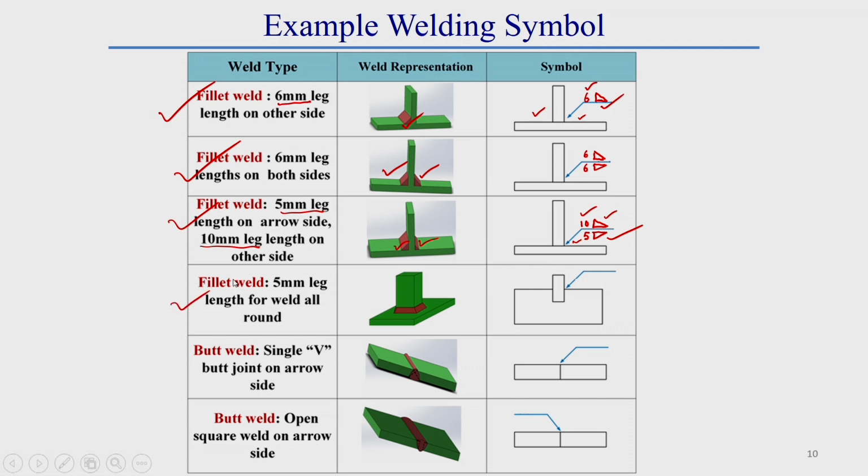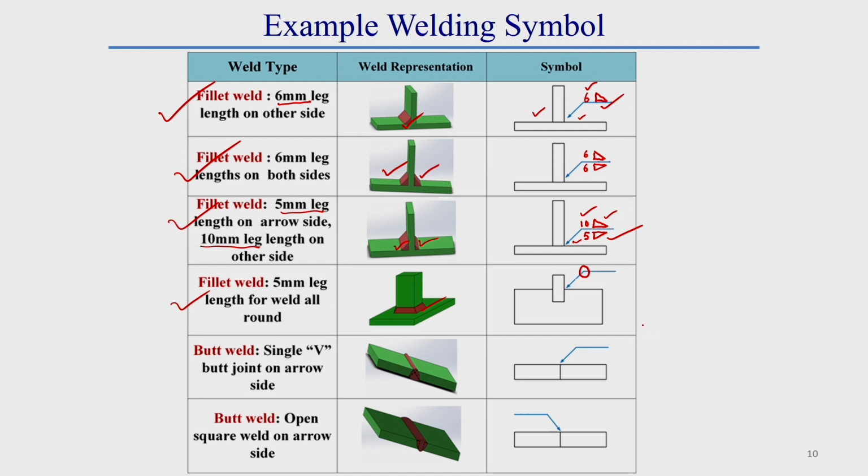Now, for this fourth example, we did a fillet weld. Here the fillet welding is done around the entire structure. For this region, what should be the welding symbol? First of all, we have to provide the weld-all-around symbol, because the welding starting point and end point are the same, that means we did the welding all around the structure. So, the all-around symbol we have to provide.